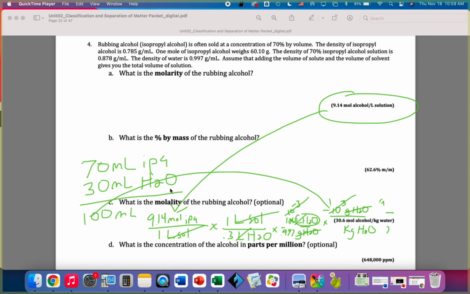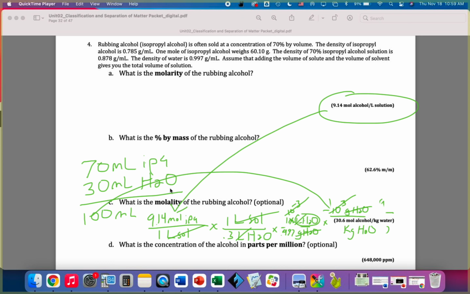So let's just plug it into our calculator here. We have 9.14 divided by 0.3 divided by 0.997. And sure enough, we get 30.56. With 3 sig figs, we'll go with 30.6. So this is one way to solve it. This is probably the fastest way to solve it.